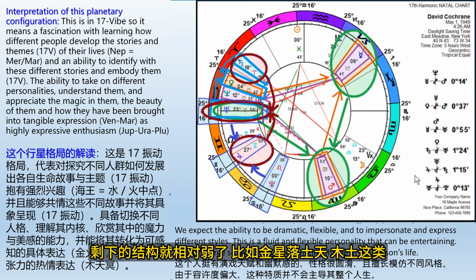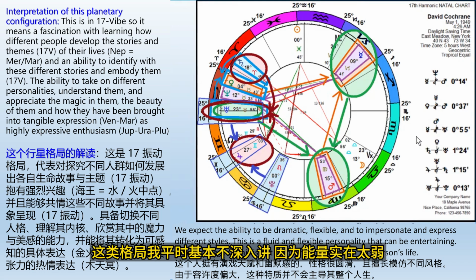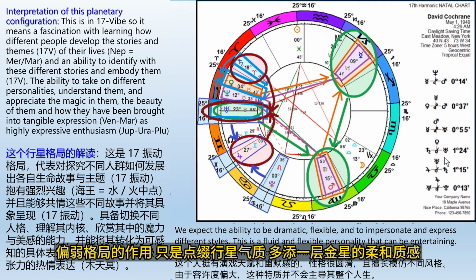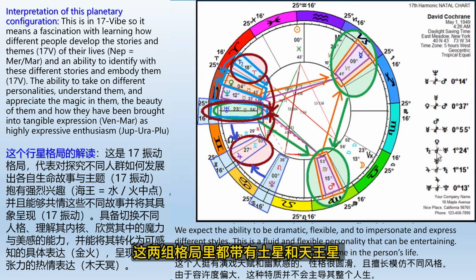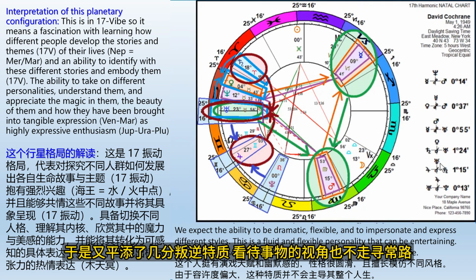And then the others are weaker. Venus at Saturn, Uranus at Jupiter, Saturn. I don't even usually get into that very much because they're so weak. What these weak ones really do is add the flavor of the planets. It's adding a little more Venus. It's got Saturn, Uranus in both of them. So it's adding this bit of rebelliousness, this little bit of offbeat approach to it all.